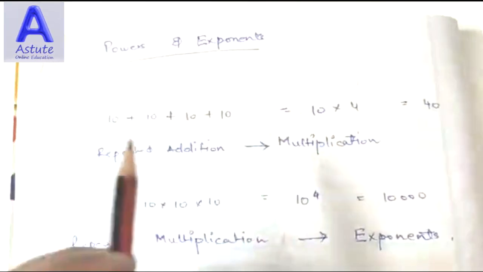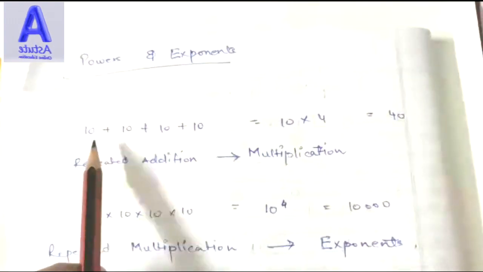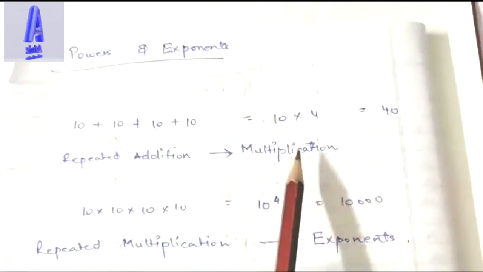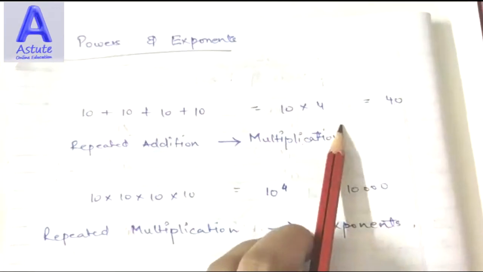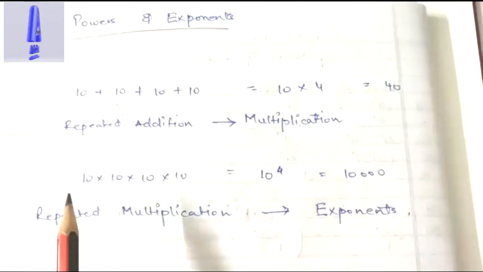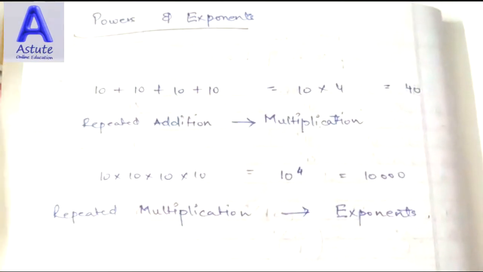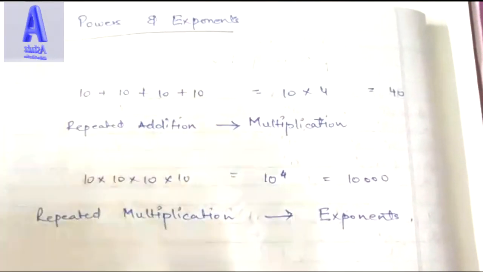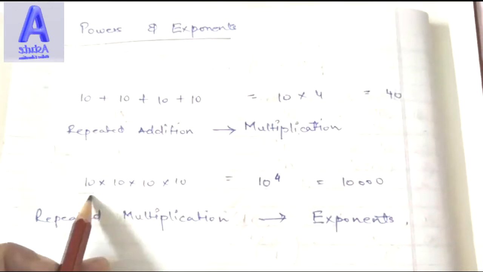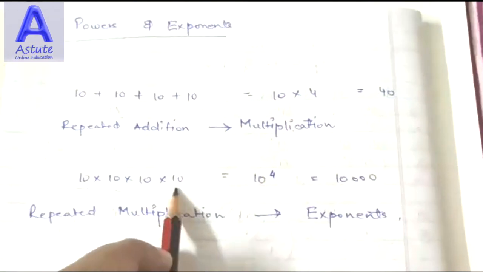Experience this, the repeated addition. Say 10 plus 10 plus 10 plus 10 can be represented as multiplication, or 10 into 4, which gives us 40. Similarly, when we have to perform repeated multiplications, especially for a number with itself, when I multiply, say, a number 10 with itself, 10 into 10 into 10 into 10.